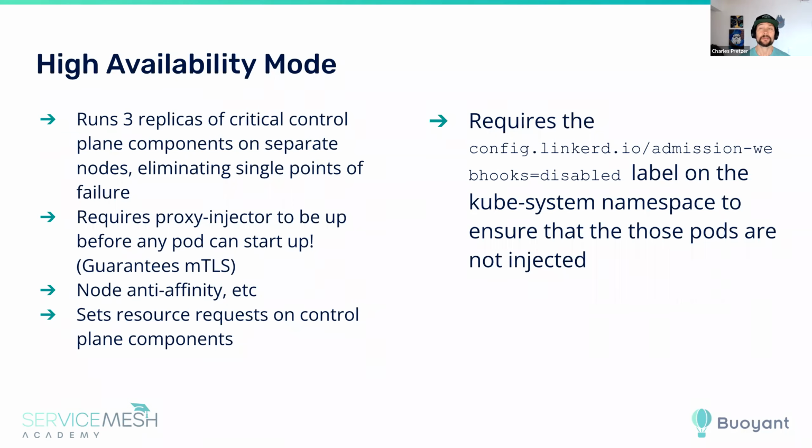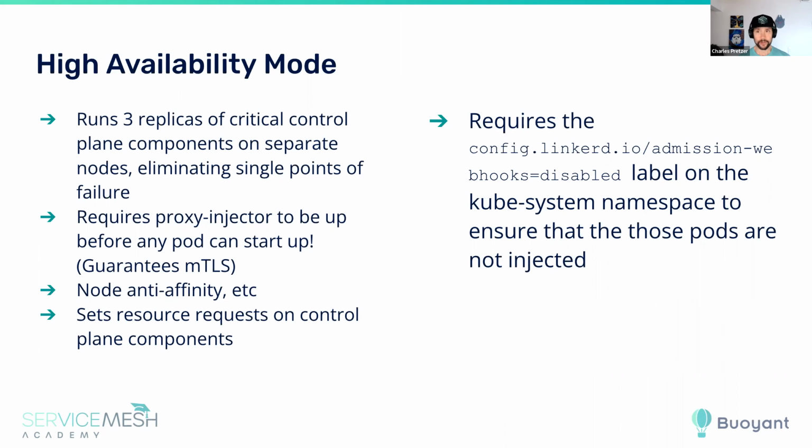In high availability mode, we need to make sure that the proxy injector is up before any of the injected pods, your application pods, can be injected with the Linkerd proxy. The way that this works is that there's a webhook that detects whether a workload should be injected with the Linkerd proxy, and that proxy injector has to be up and running and healthy in order to do the work that it needs to do to inject the proxy YAML into your pod definition.